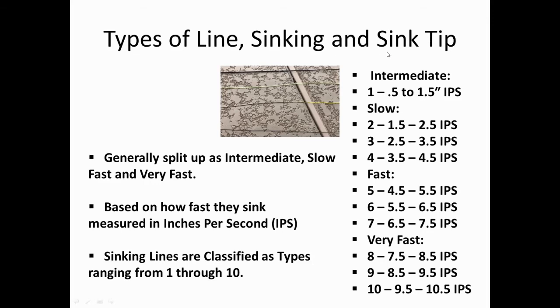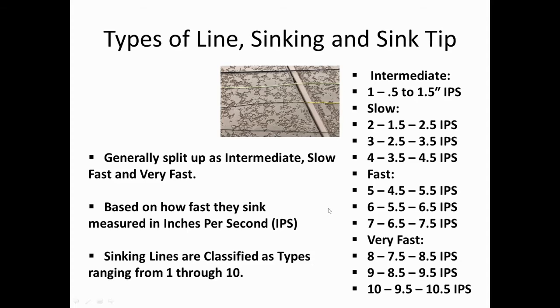So here's how that sinking and sink tip section are classified. They can be grouped into intermediate, slow, fast, or very fast. And it's going to be based on a number. You can see 1 through 10 there on the left-hand side. But really what it's telling you is, a type 1 sink line is going to sink 0.5 to 1.5 inches per second. So if you see slow, it's going to be either a 2, 3, or 4, and it's going to fall in this category here. And it's inches per second. So they could be classified as intermediate, slow, fast, very fast, or by this number here, 1 through 10.